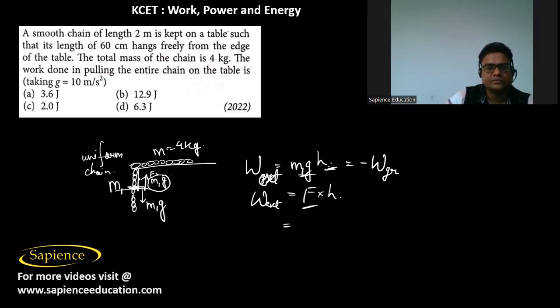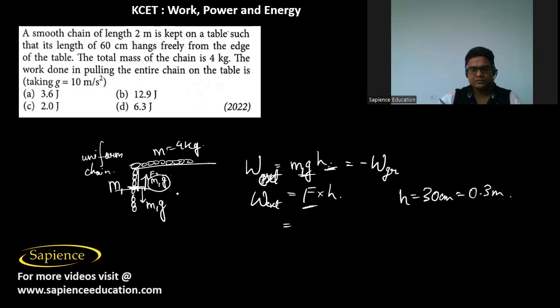So the height raised will be 30 centimeter, or you can say 0.3 meters, since the center of mass will lie at half of the length. Now m1 is the mass of this hanging part, that will be equal to lambda times L, where L is the length that is hanging and lambda is the mass per unit length.